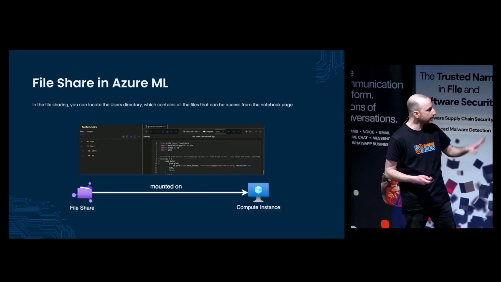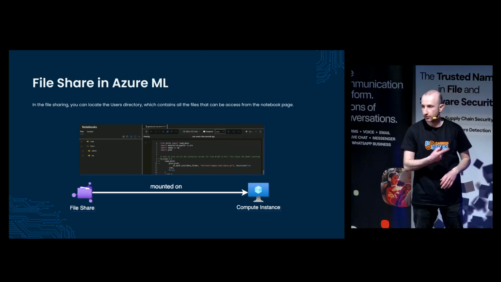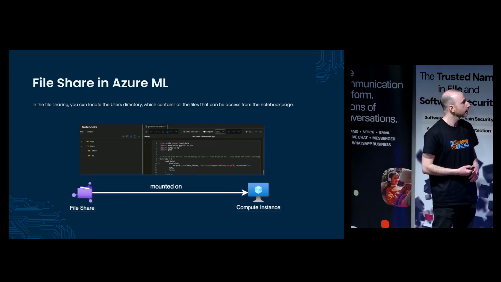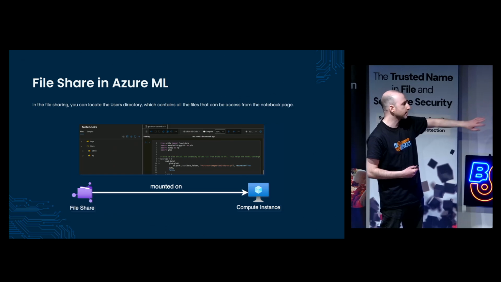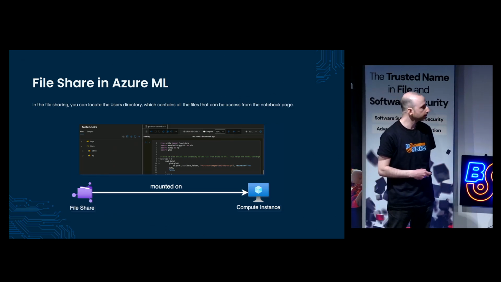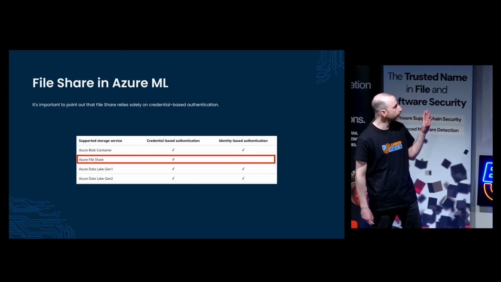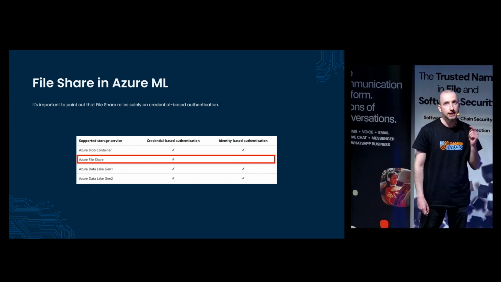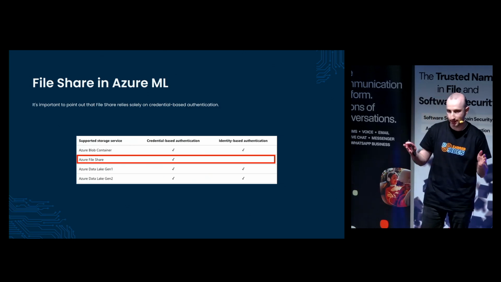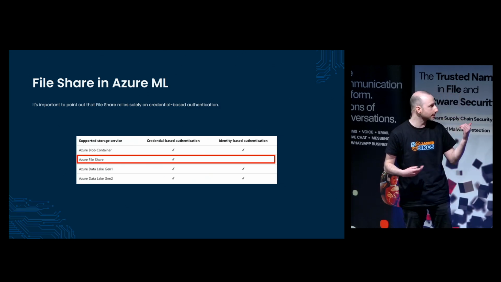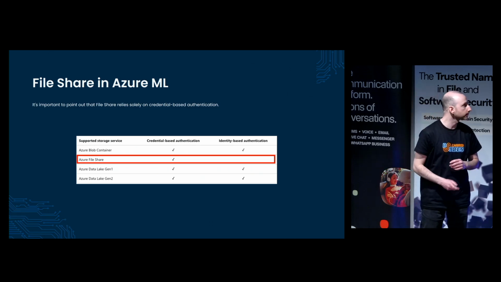And as I explained, this share is mounted on each compute instance. So each compute instance can retrieve these files, okay? Again, this is an example of notebooks, a file, and this file is inside the file share, okay? And just a reminder, Azure File Share has credential-based authentication, but it doesn't have identity-based authentication. So you just need a storage account access key to access the file share. So keep in mind these things too.